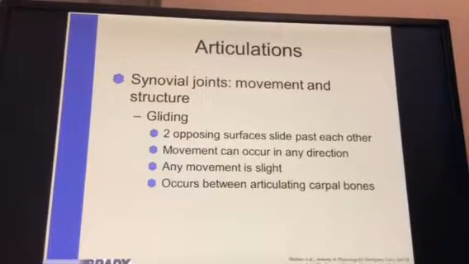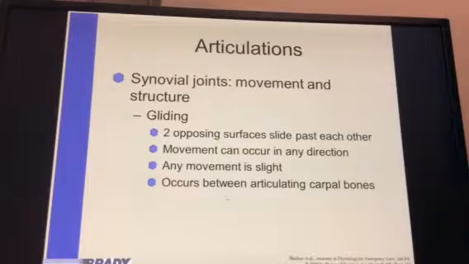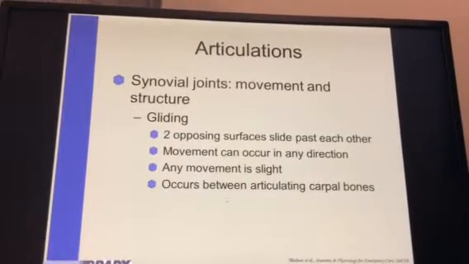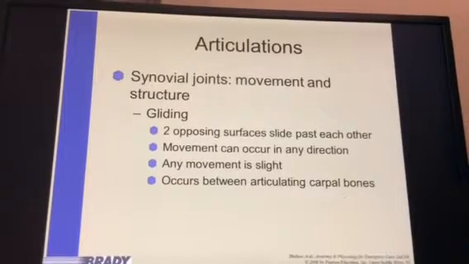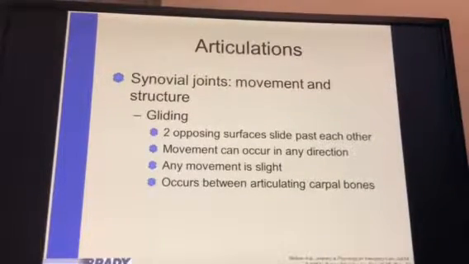As far as gliding, these are two opposing surfaces that glide against each other. They allow movement in a specific direction. An example is the tarsals and the carpal bones. You can get motion in your hand. Those bones just slide around and allow motion up and down and a little side-to-side motion.